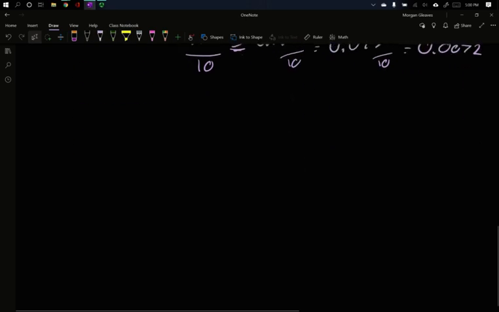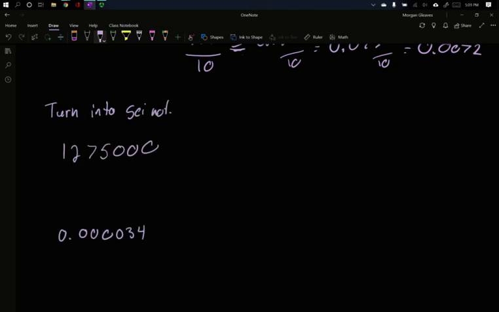So let's try a little practice. Turn this number into scientific notation. Give it a shot, take a minute, and then come on back.